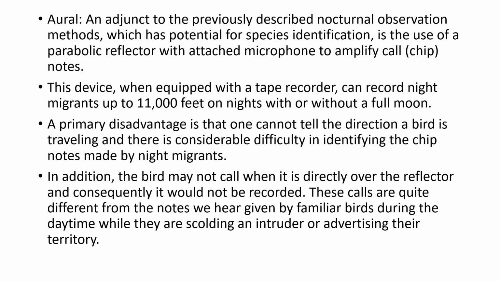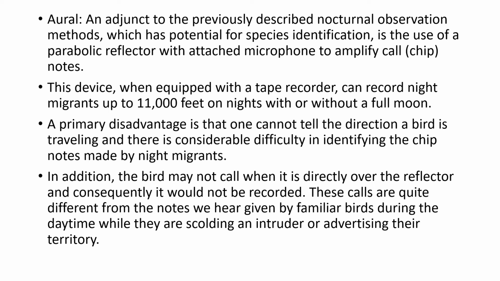The next method is aural. Aural is an adjunct to the previously described nocturnal observation method, which has the potential for species identification. It is the use of a parabolic reflector with an attached microphone to amplify the chip or call notes. See, aural is simply a parabolic reflector, just like a TV dish, attached with a microphone.